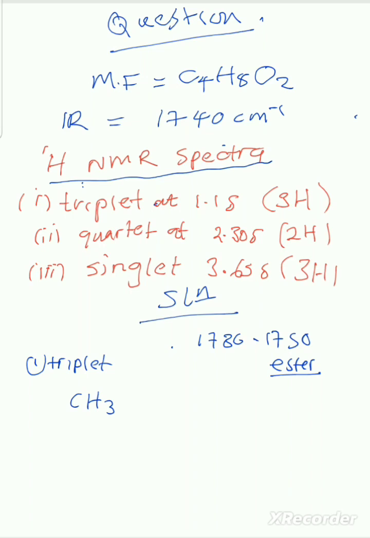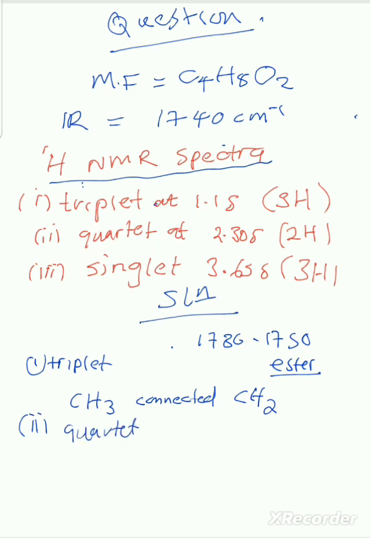So it is connected to what? Here I can just write: connected to what? Look at this triplet here. It is connected to CH2, because of the triplet: the number of hydrogen on the adjacent carbon is 2. So n plus 1, which is 2 plus 1, gives us the triplet, which is 3. So we go to the next one, which is a quartet.